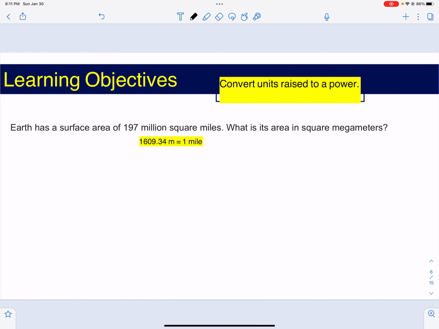What about this one here? Earth has a surface area of 197 million square miles. What is the area in square megameters? So given 197 million, so that would be 10 to the 6 square miles.